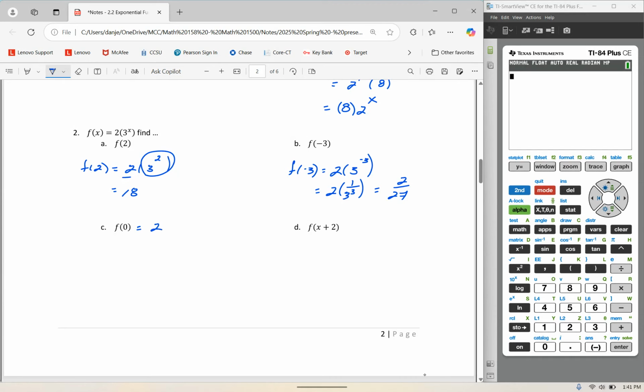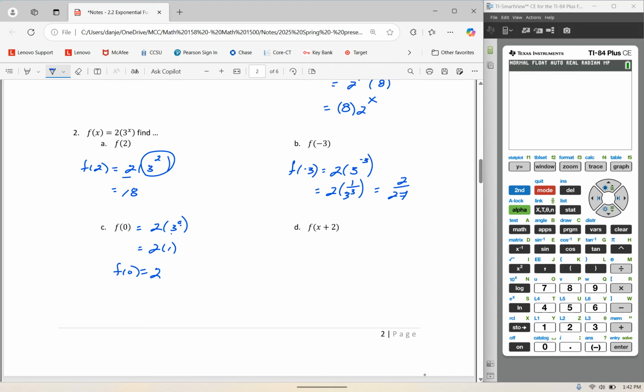F of 0 is 2 times 3 to the 0. Now be careful, I don't just get 1. 3 to the 0 is 1. 2 times 1 would be 2. So f of 0 equals 2.